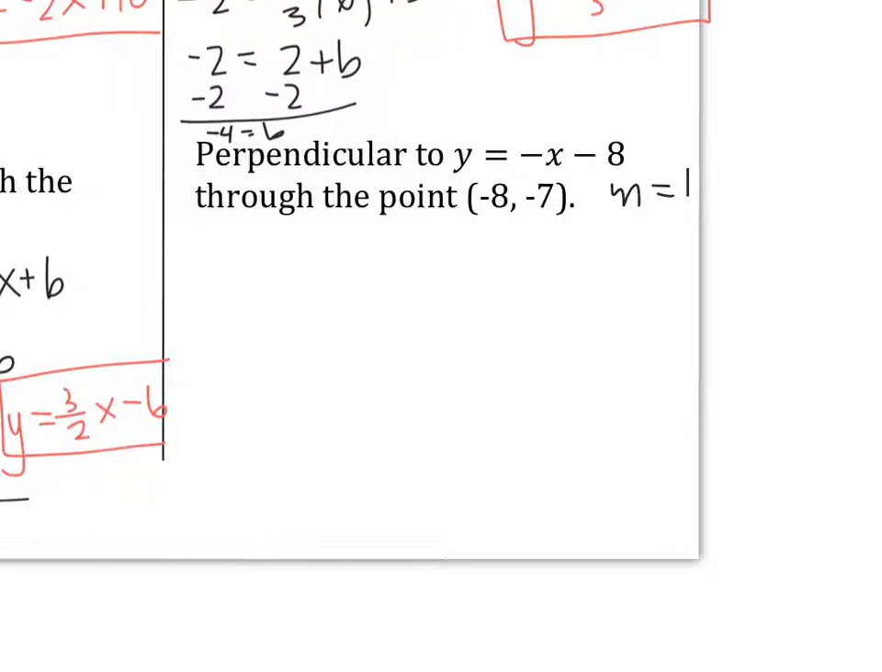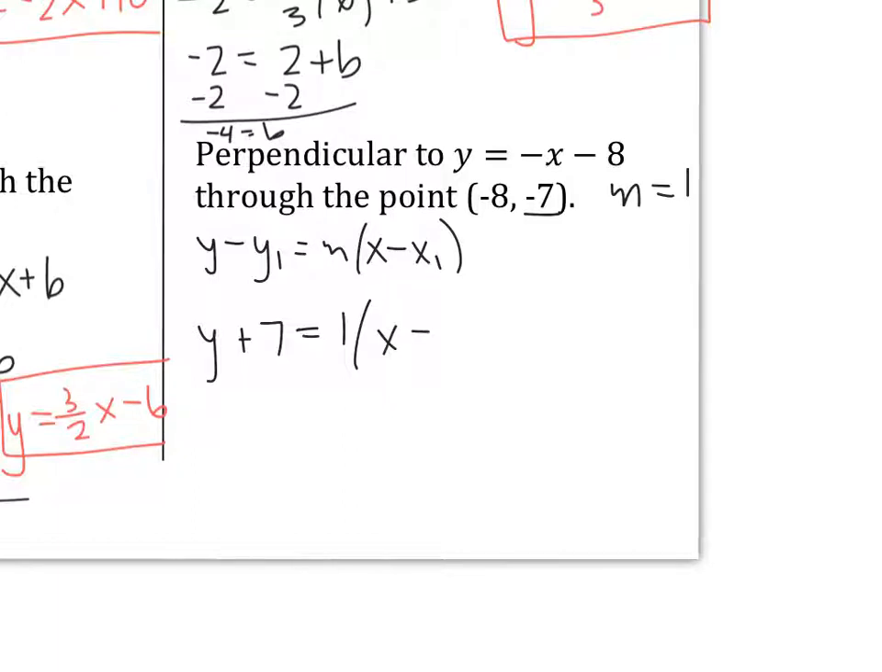So point-slope form again is y minus y1 equals m times the quantity x minus x1. So I'll say y, and then I have to put in a negative 7 for y, so that's going to change. It's going to have a minus a negative, which is plus. My slope is 1, won't really change much when I distribute that. And then x minus, or actually x plus 8, because again it's a negative 8.